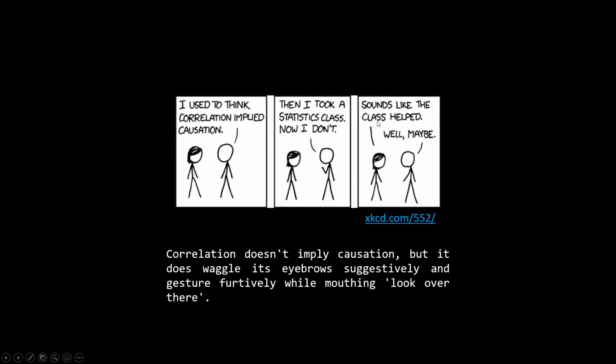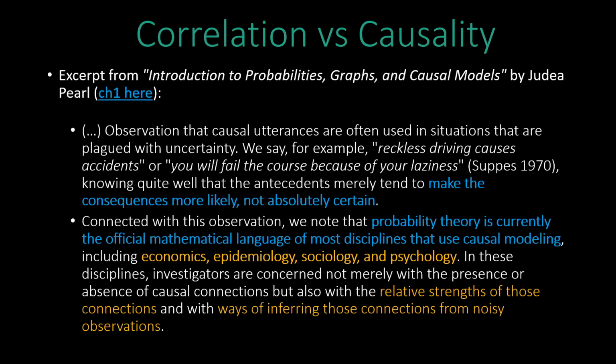So he cannot say that the class caused it. He's just saying that it was correlated to the fact that he was taking the class. And this was the description that this had: "Correlation doesn't imply causation, but it does waggle its eyebrows suggestively and gestures furtively while mouthing, 'Look over there.'" Right. So disentangling correlation and causation is quite difficult, and I think this is something that is then explored in more detail in probability and statistics classes.